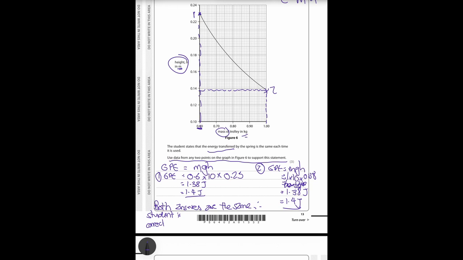So just make sure that you're writing a conclusion that matches your data. And like I've done here, don't just move on after the calculation. Get into the habit of saying, yeah, the student's correct, or it's incorrect. Always linking it back to the question.